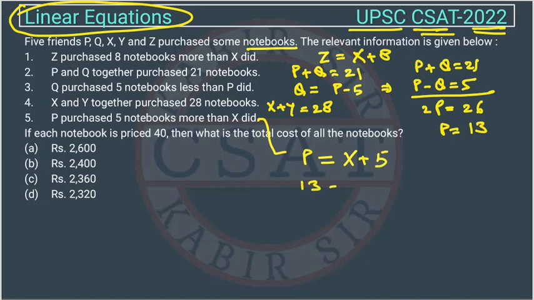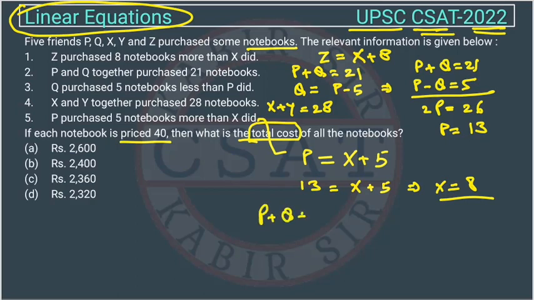So if we write 13 is equal to X plus 5, what will X be? 5 will go to this side, so it will be 8. Now he is asking, if each notebook is priced 40, then what is the total cost of all the notebooks? So what do we need? We need P plus Q plus X plus Y plus Z.